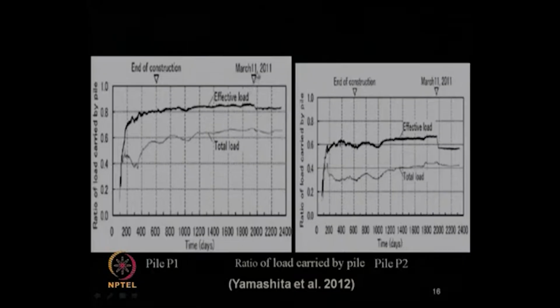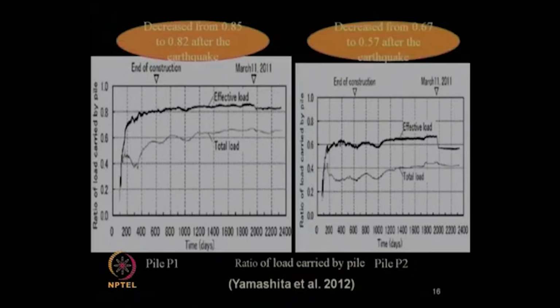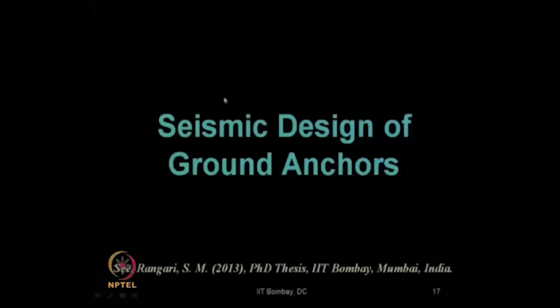So, after March 11, 2011, that is the date when the big Tohoku earthquake occurred, there is a very marginal decrease. There was not much of a decrease over here, whereas for pile 2 there was a little more significant decrease, but not that much, which shows that the combined pile raft foundation is performing well. In other words, it is performing better compared to the pile foundation alone. So, you can see here the values of decrease of this load ratio taken by the pile after the earthquake.